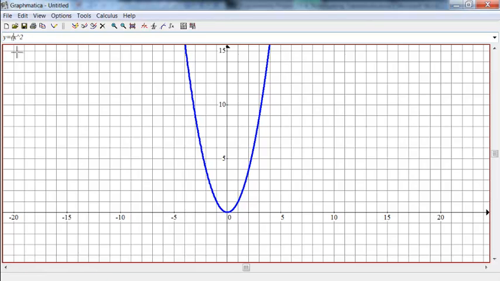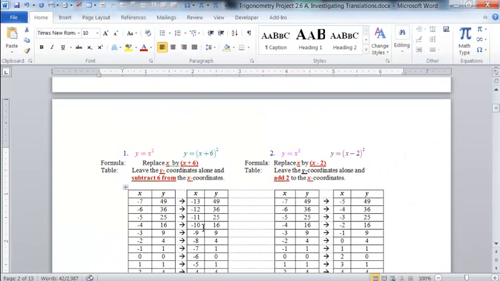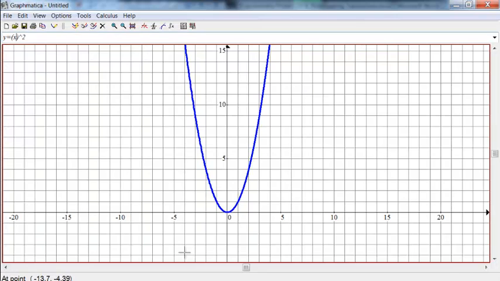Change it by replacing x with a set of parentheses, and in that parentheses put x. Which way was it? Minus 2. So when you see x minus 2, you're really adding 2 to each x, leaving the y alone. That should shift it to the right. And sure enough, there it is.